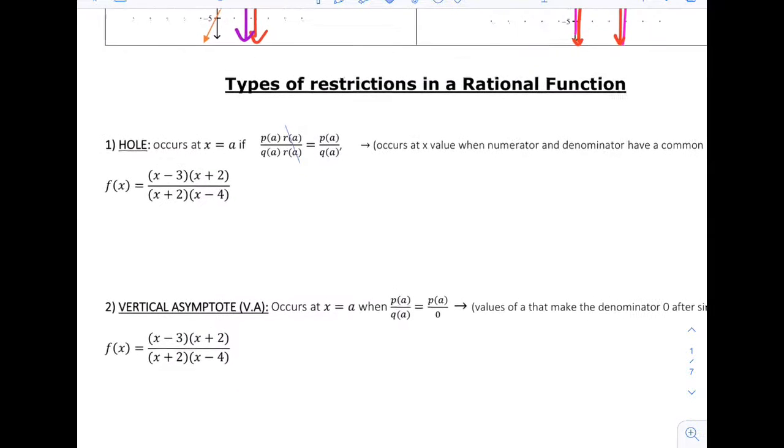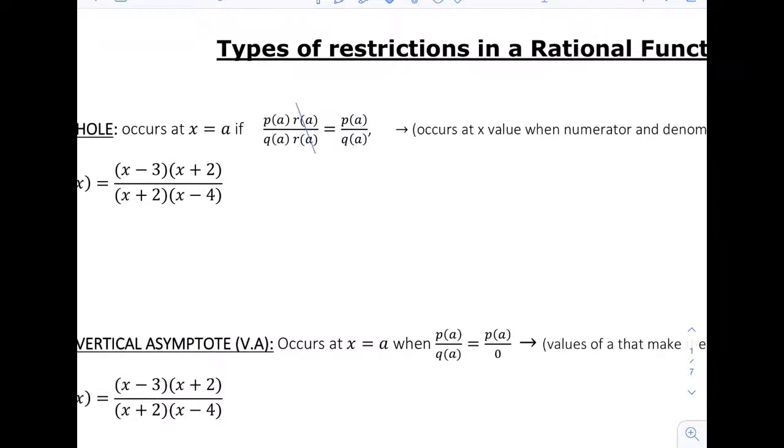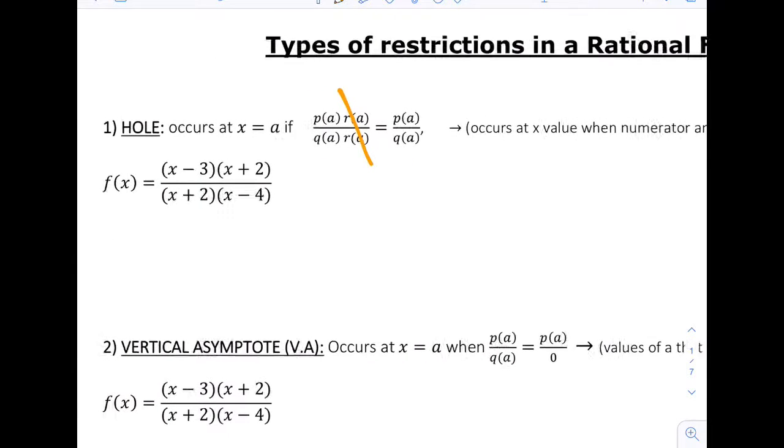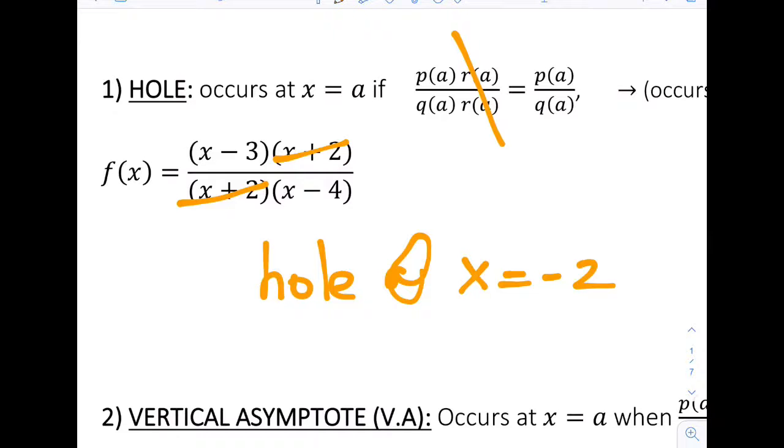Now, you did some of this back in grade 11, but a hole in the graph is created whenever you have a factor that can be canceled out. So if you have some value on top and bottom that can be canceled out, so in this case like r of a. If I look at our original function that we have here, I notice that we can cancel out x plus 2. So that means we would have a hole at x is equal to negative 2, the x value that's created by that factor.